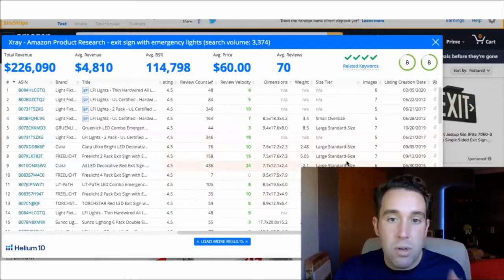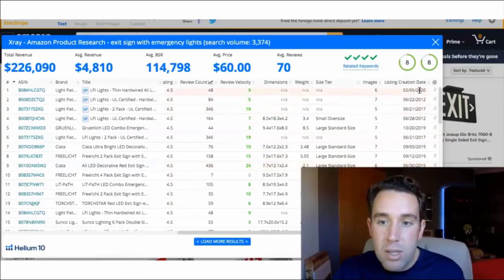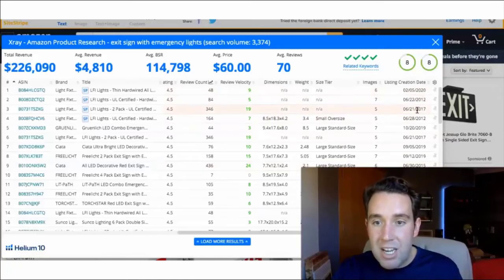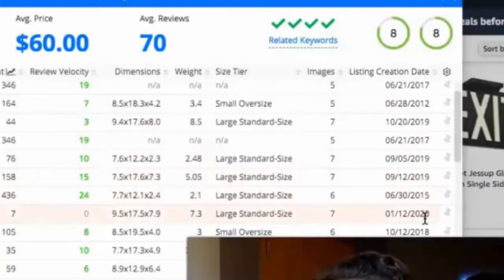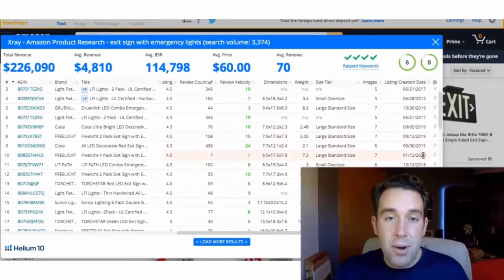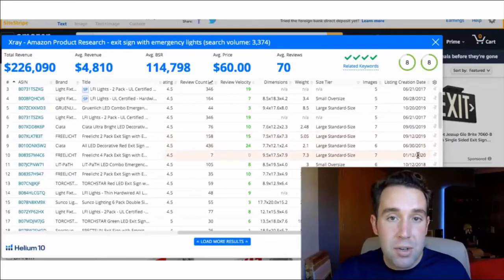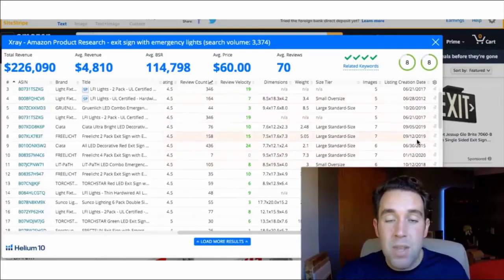And then another huge tip I'll give you is look at the listing creation dates. If you come over here on the far right and notice that most of these listings were created in 2020, it could tell you that that product is getting oversaturated. If half or more are 2020 listing creation dates, that could give you a sign that it's quickly becoming oversaturated and competitive because everyone's jumping into it.